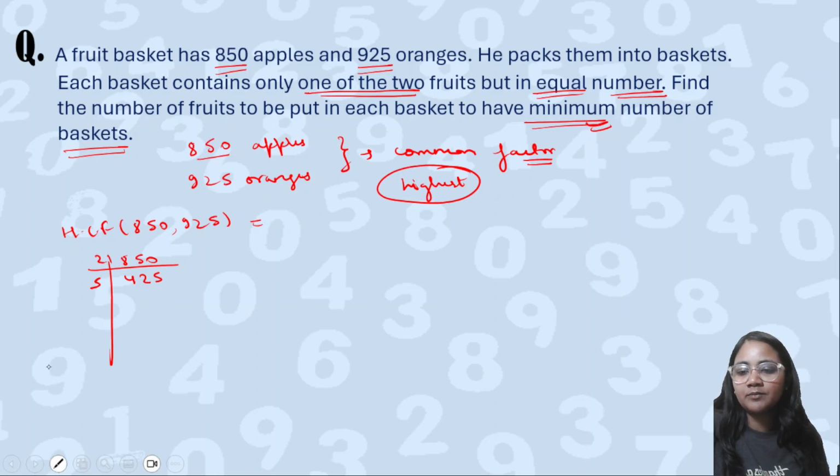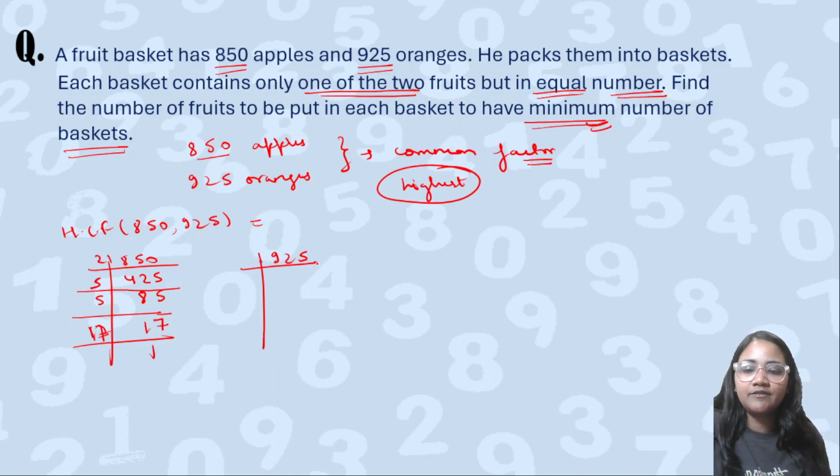5 times 8 is 40 and 5. Then again 5, you can see. Okay, if I see 5, then it is 17. 17, yes. And 17, 1. Because 17 doesn't come in any other table, it is a prime number. Okay. If I do 925.